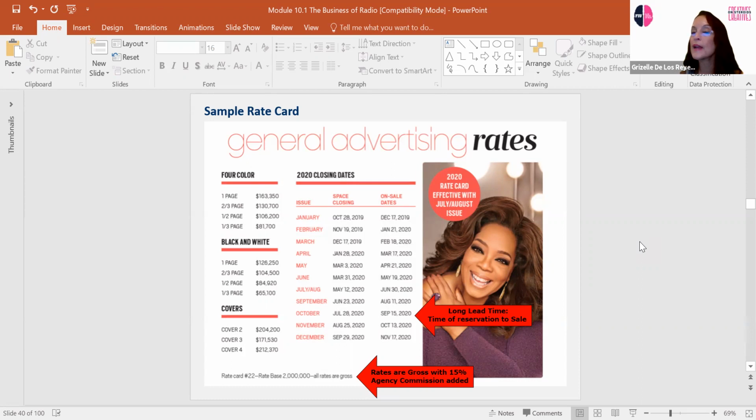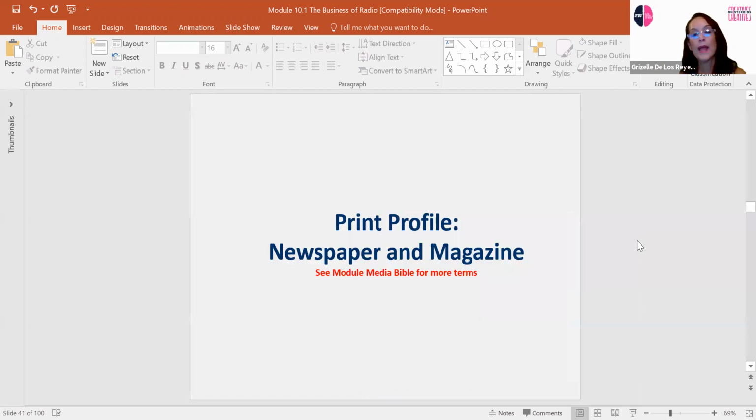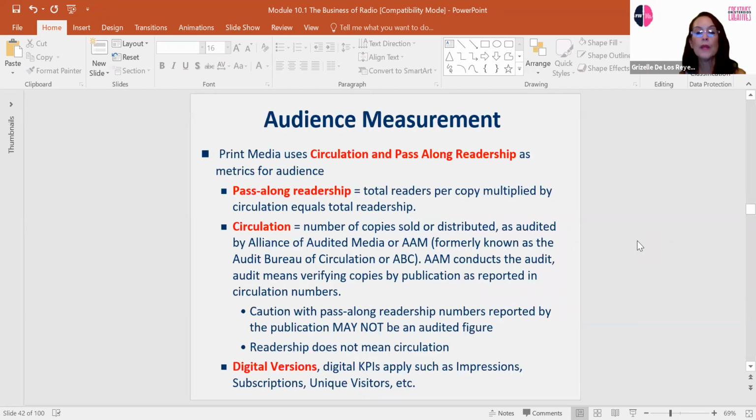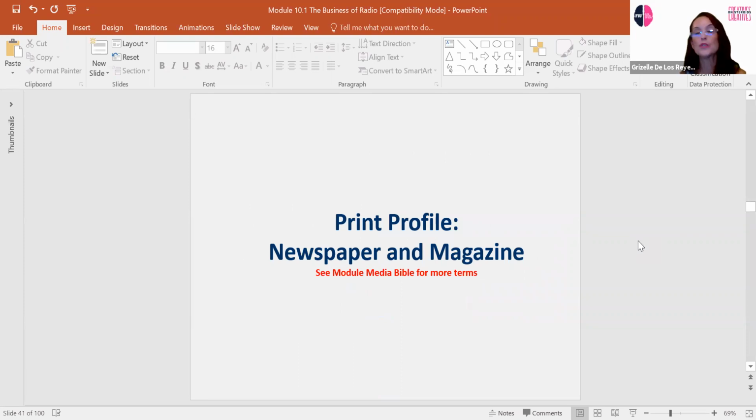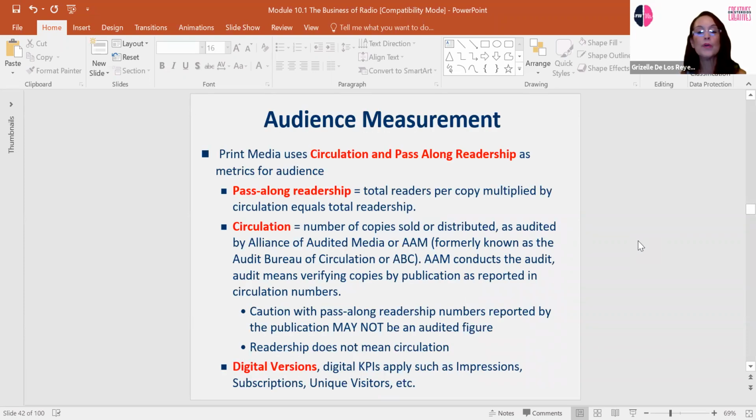If you're dealing with net rates, then you can add the 15% and keep it, or add it to the budget. Again, that becomes math. Okay, so just see the module Media Bible for more terms.